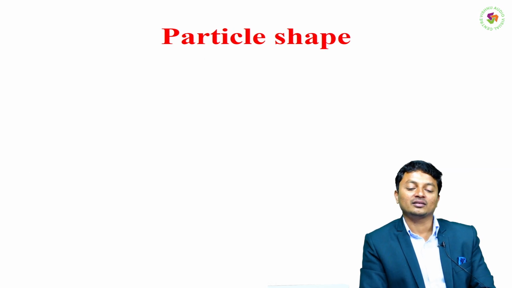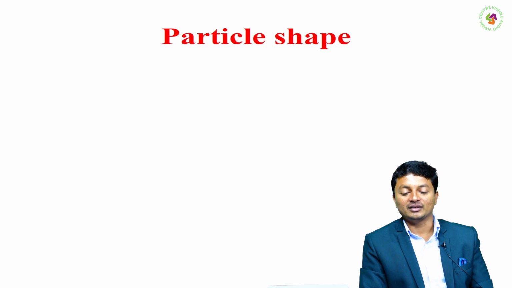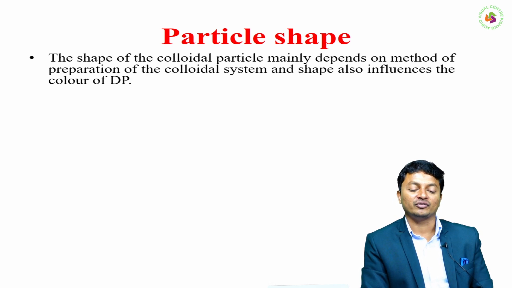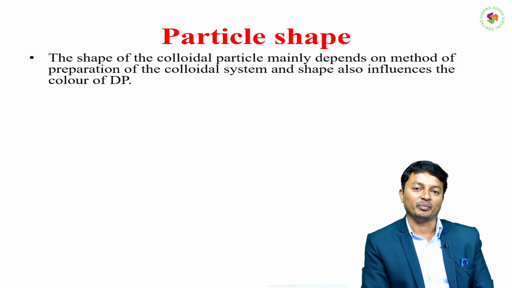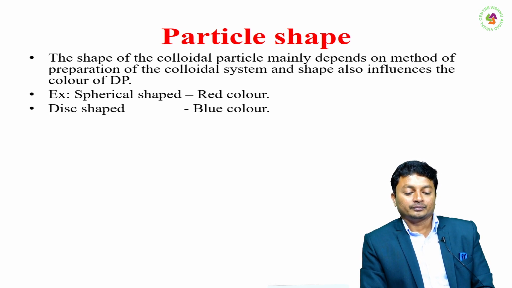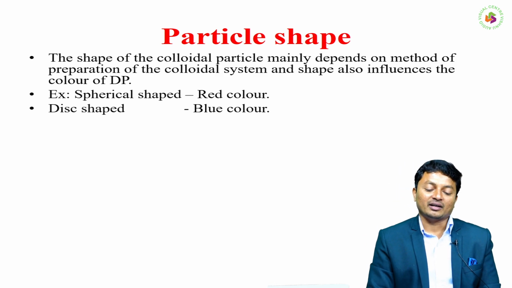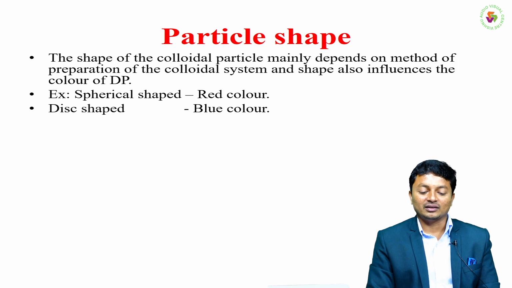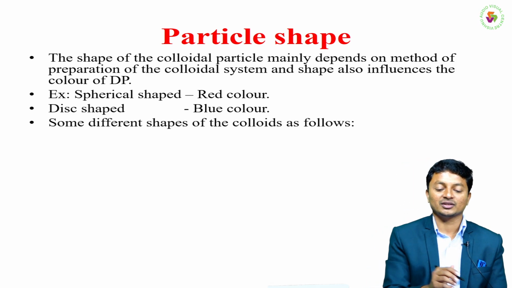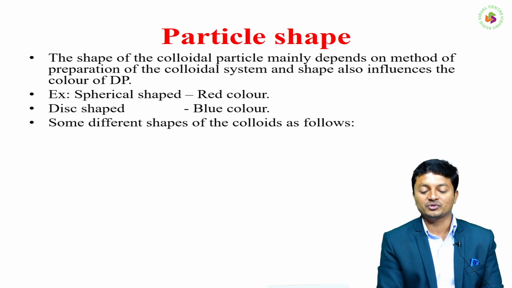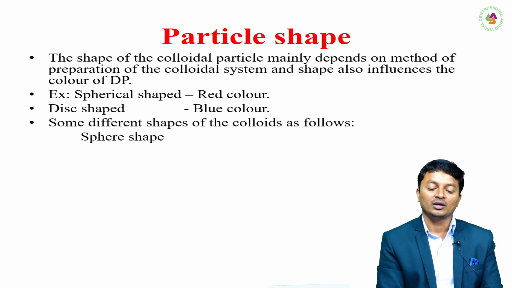Coming to the second property, that is particle shape. Here we will have different types of particle shapes, mainly depending on the method of preparation. Examples, spherical shaped will be red in color, disc shaped will be blue in color. Some of the different particle shapes are as follows.